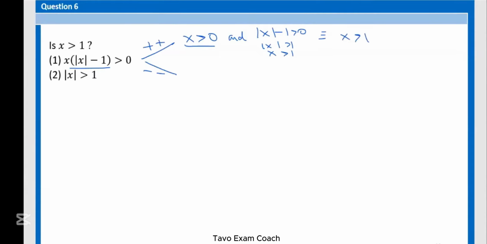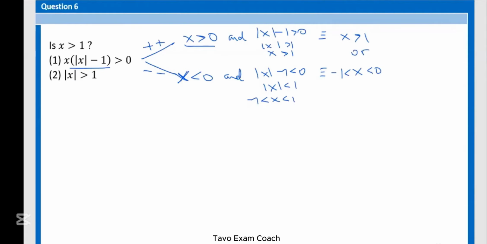Now the second case, x less than 0, and at the same time, the absolute value of x minus 1 is negative. Here, the absolute value of x would be less than 1. And you know, you can open this like this, x less than 1 and greater than negative 1. But here it is saying that x is less than 0. So if we combine these two together, it means that x is less than 0, but at the same time greater than negative 1. So in that way, we are defining each of the cases for this inequality.